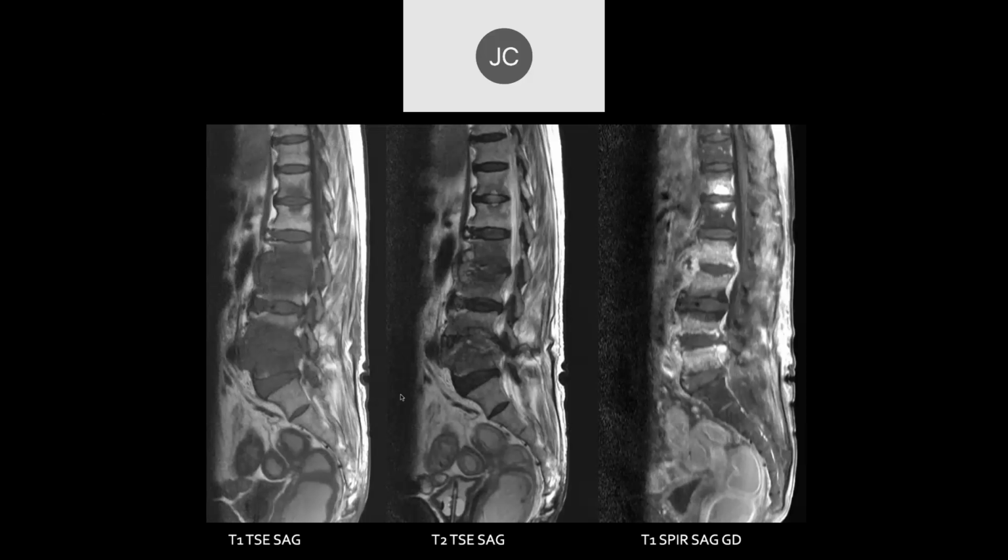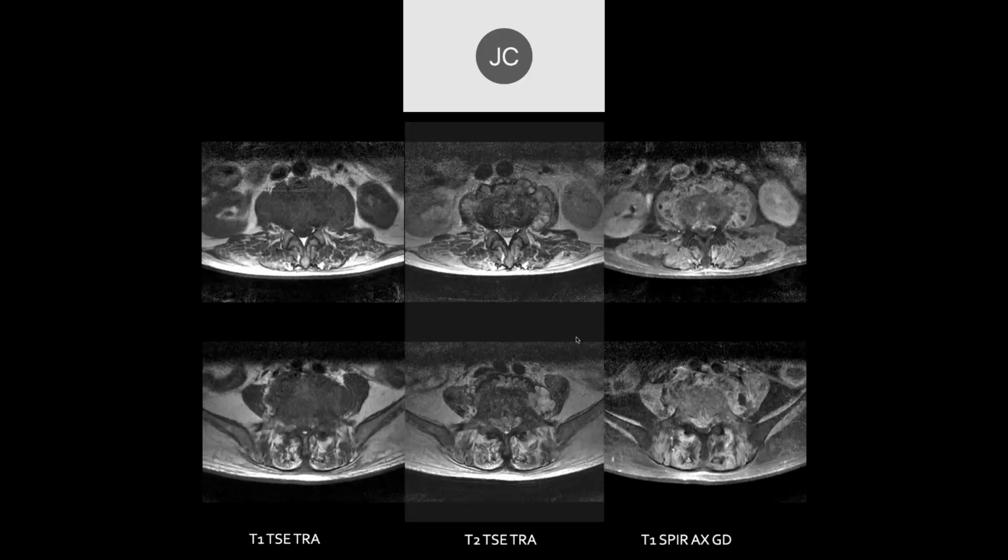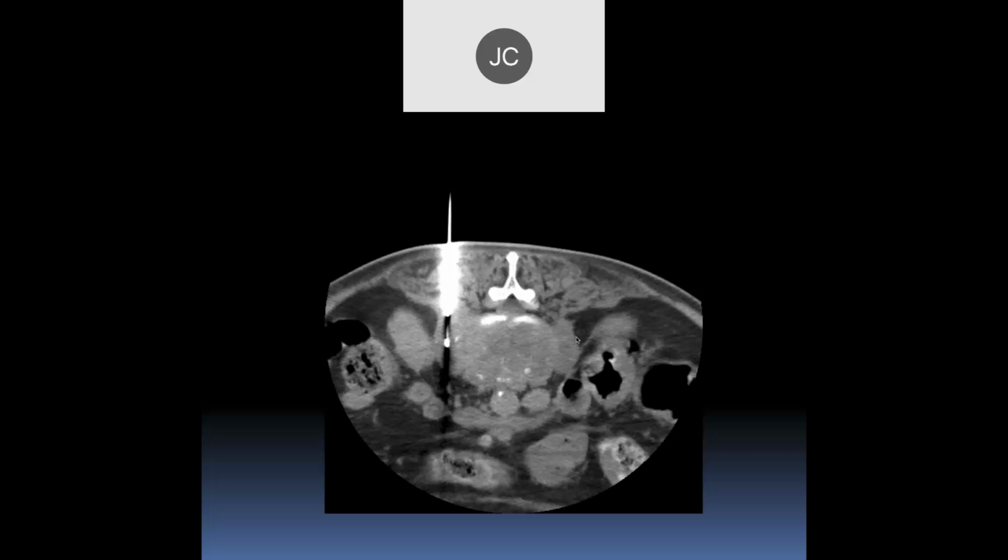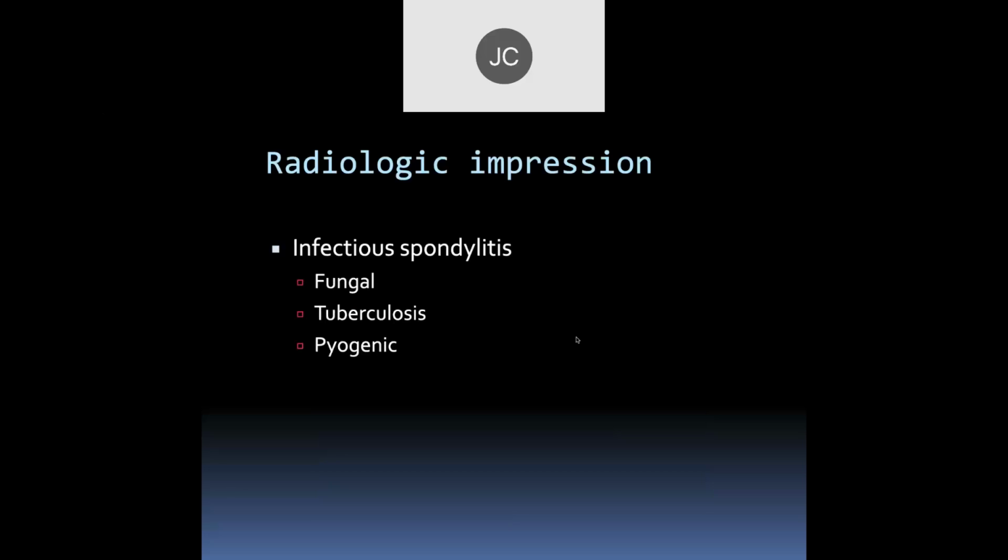Here's the MR. T1, T2, and T1 post-contrast. Multi-level disease. Yeah, exactly, multi-level. It looks like they aspirated it. So what do you think this might be? Multi-level like that. It's hit the disc spaces. So I was thinking possibly TB, but I wasn't sure.